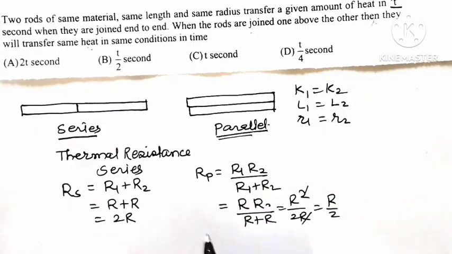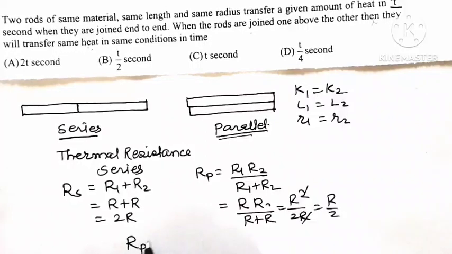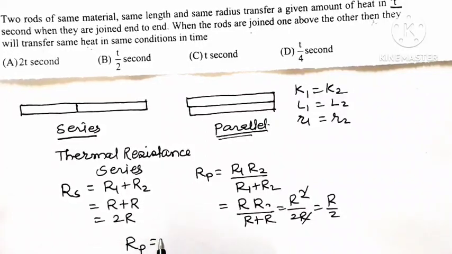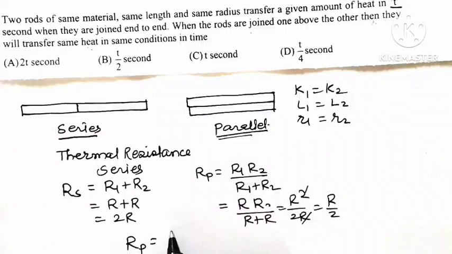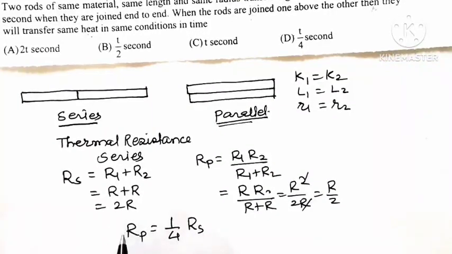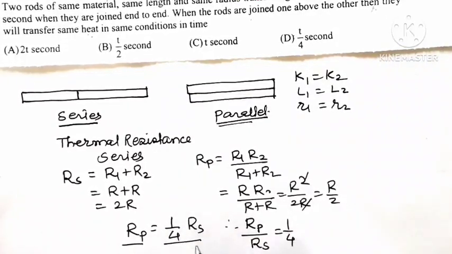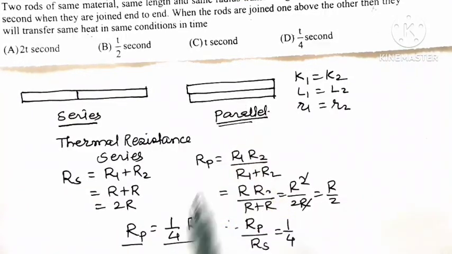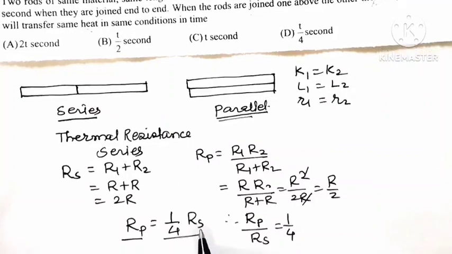Now, from this, Rp is equal to 1 by 4 times Rs, because 1 by 4 into 2R is R by 2. So Rp is equal to 1 by 4 Rs, or Rp upon Rs is equal to 1 by 4. Now, Rp is 1/4 of Rs.